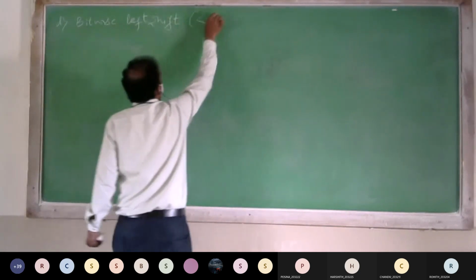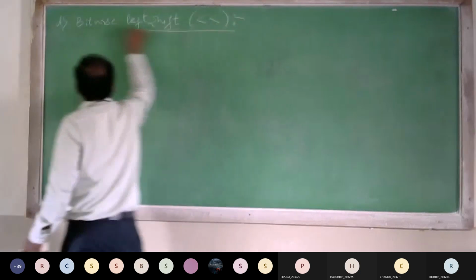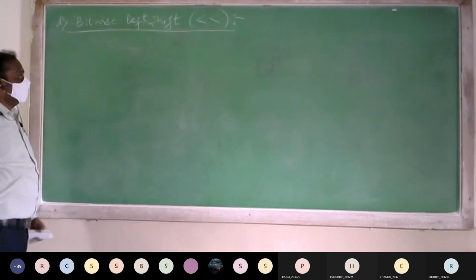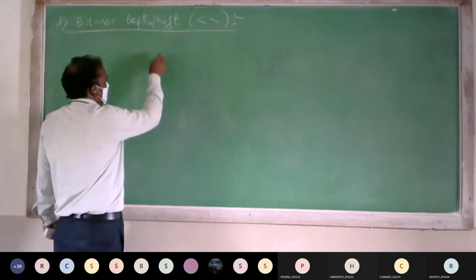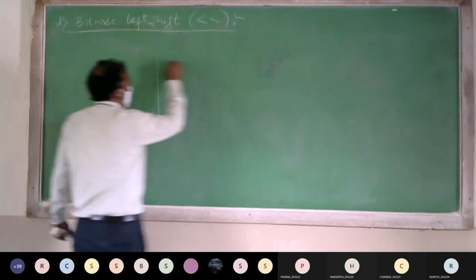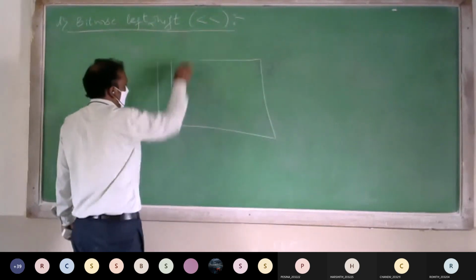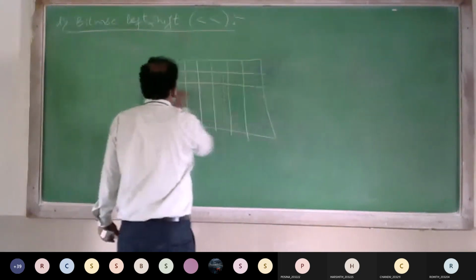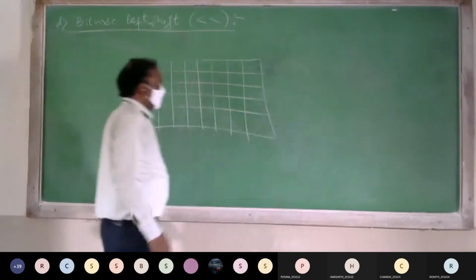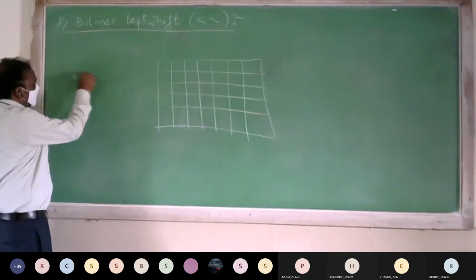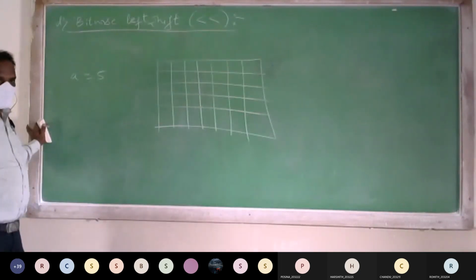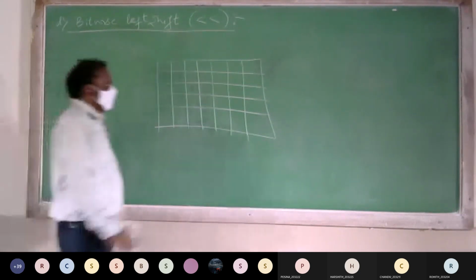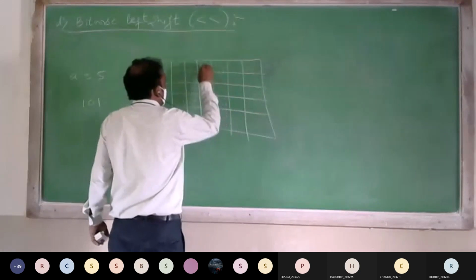Bitwise left shift is denoted by 2 lesser than symbols. Now, if this is the memory, say that A is equal to 5. What is the binary value for 5? The binary value for 5 is 101. Say that we have stored 101 at this point.